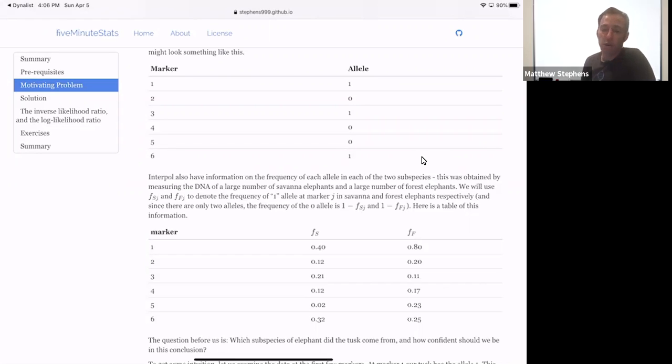Then I look at marker 2 and I see the 0 allele. Well, I know that the 0 allele is more common in the savanna elephants because the 1 allele is less common at marker 2. So now that's beginning to support the savanna elephant model. And the idea is, how do I combine that information across these 6 markers where some alleles might support a forest origin, some alleles might support a savanna origin. So that's where modeling comes in.